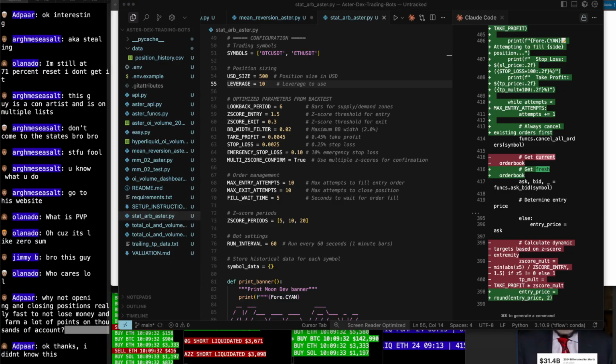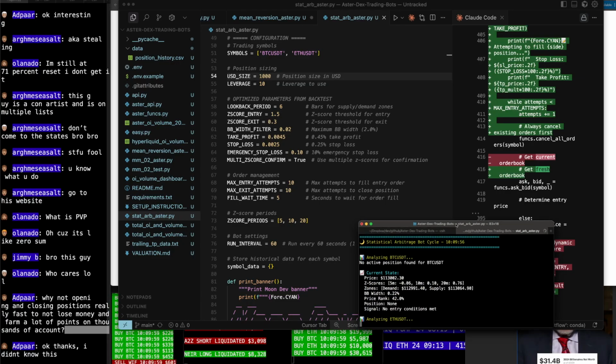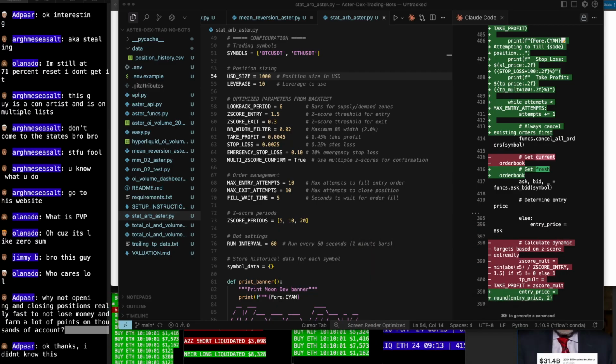CD. Conda, activate, T-flow. And let's go a little crazy actually. Go a little crazy. First trades were break even, so I'm just gonna run it down here so we can work on some other things. Okay, this is the Z-score one, perfect.